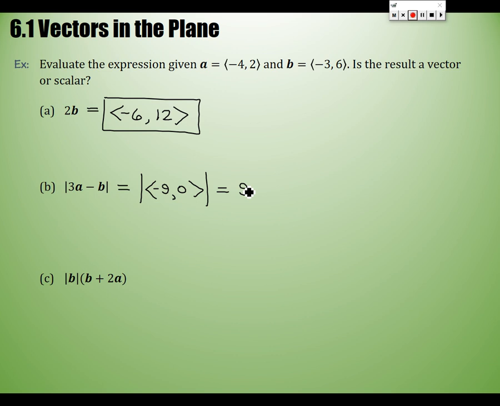Oh wait, maybe you don't need the formula. Maybe it's just a vector pointing this way 9 units, and if someone asks me how far away that is from the origin, I can just say 9. Right? I can just use my visual on this. Maybe you don't need a formula for that. Okay, well whatever. The answer is 9, of course. So on this first one, you get a vector answer. On this second one, we have a scalar as our answer.